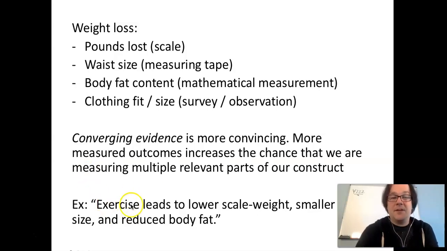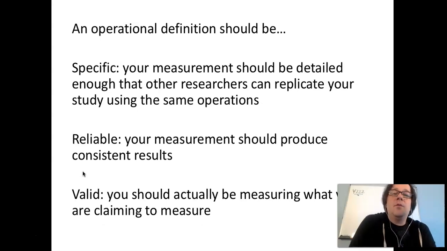We still run into the problem here about what we mean by exercise. But that would be defined if you were doing a study on this; you would have to define that as well. Okay? So what makes for a good operational definition? Well, it should definitely be specific, meaning your measurement should be detailed enough that other researchers should be able to replicate your study using the same operations, the same measurements, the same steps that you took to measure your variable of interest.